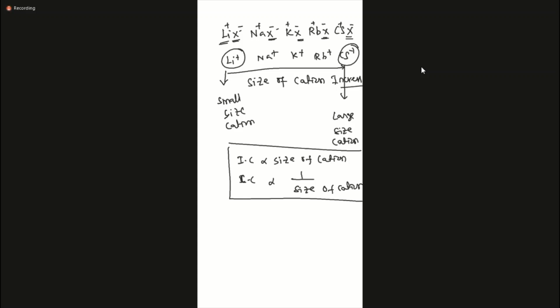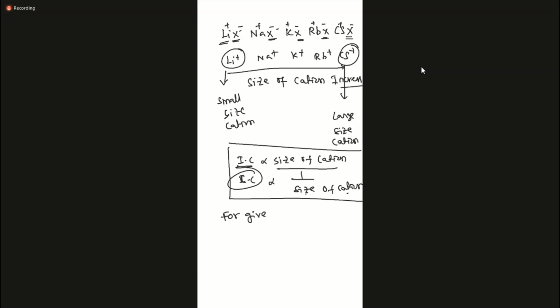Li plus is what type of character? Cs plus is what type of character? Li plus is a small size cation, Cs plus is a large size cation. So I told you ionic character increases with increase in size of cation. Covalent character decreases with increase in the cation size. If cation size increases, covalent character decreases. If cation size decreases, covalent character increases. Please tell me, Li plus is what type of character, Cs plus is what type of character? You need to respond, please.